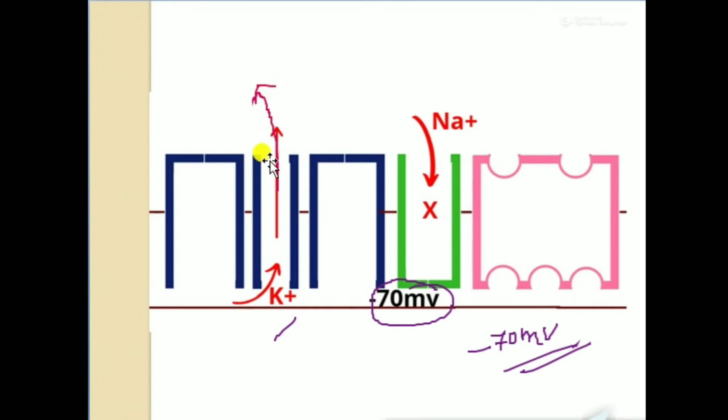Not all channels. Make it very clear, not all channels are open. Some of the potassium channels are open, but all sodium channels are closed. That means potassium can move from inside to outside, but no sodium ion is able to penetrate from outside to inside. This is a polarized state. In this polarized state only the sodium channels are closed and some of the potassium channels will remain open.